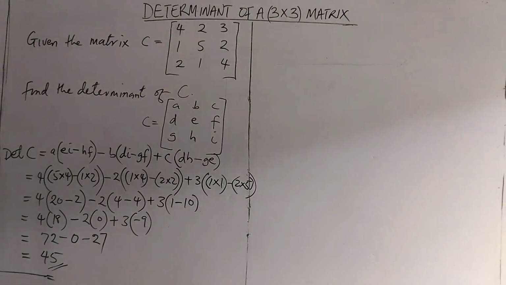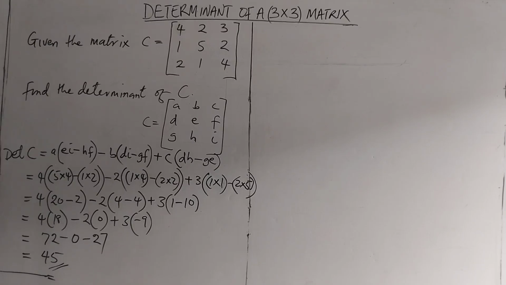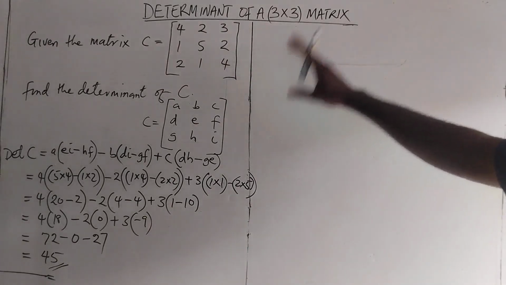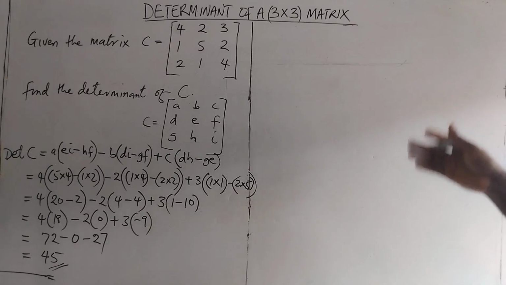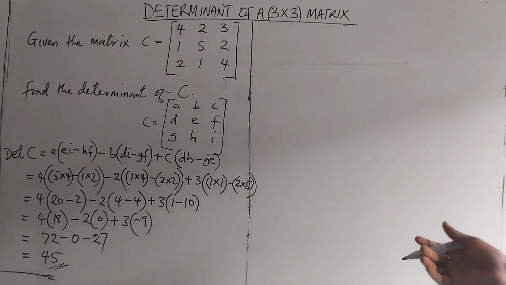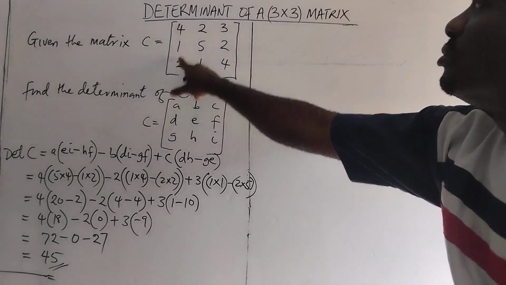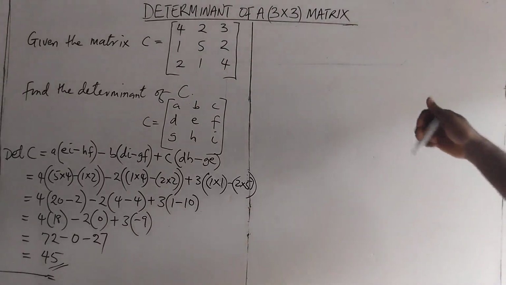Then, using the second method, the second method is called Sarrus rule. In that Sarrus rule, what you do is the 3 by 3 matrix, you make it 3 by 5 matrix. You increase it to 3 by 5 matrix. How do you increase it? You repeat the first column and the second column. So this is what you have.